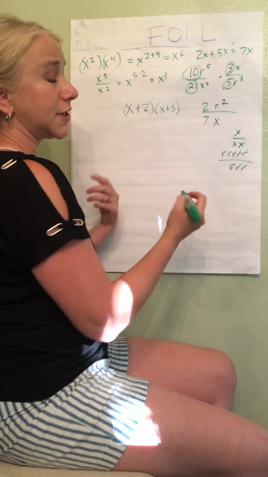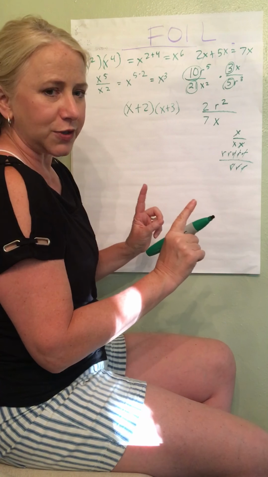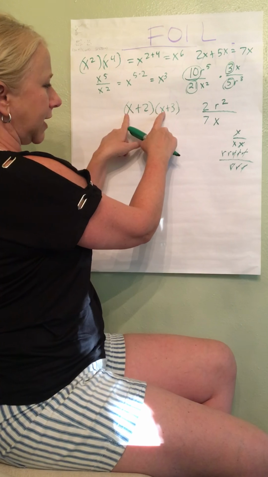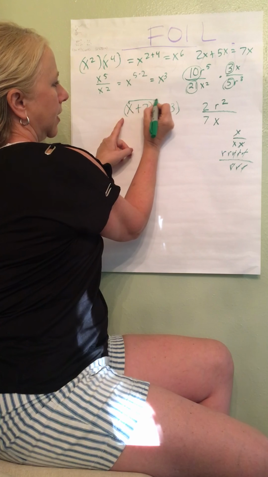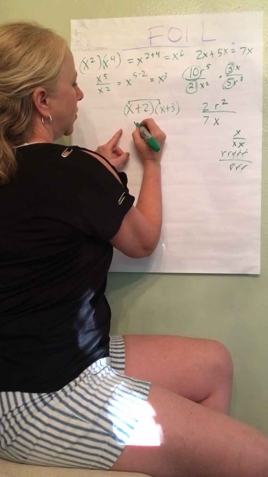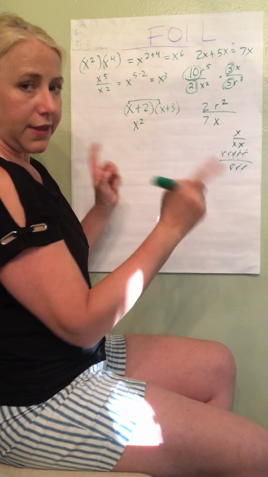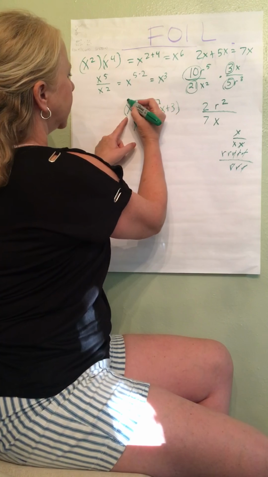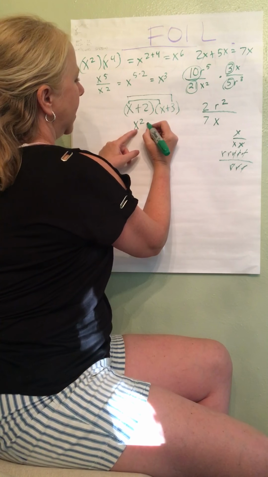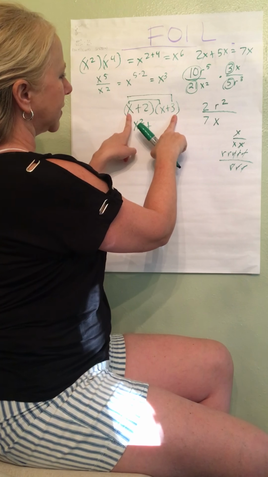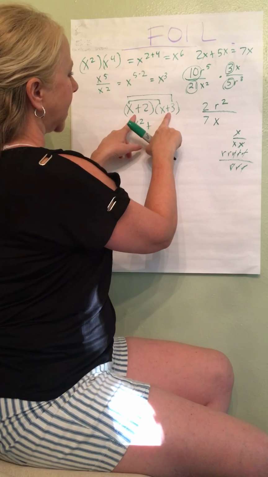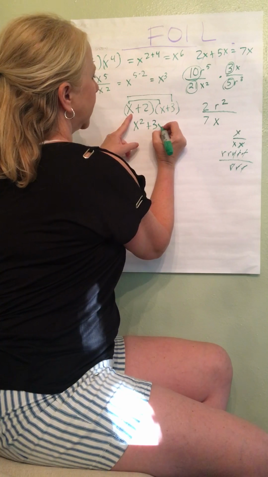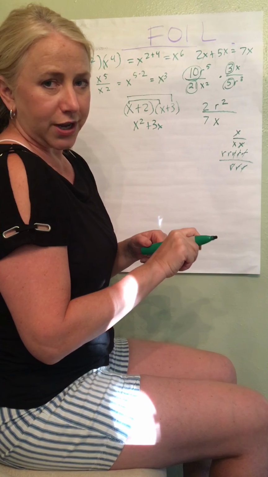Okay, so the first, F, stands for the first term in each parentheses. So that's this term and this term. The first. X times x equals x squared. Then O is for outer. The outer terms. X times 3. What is x times 3? 3x. The sign on it is positive. Plus 3x.